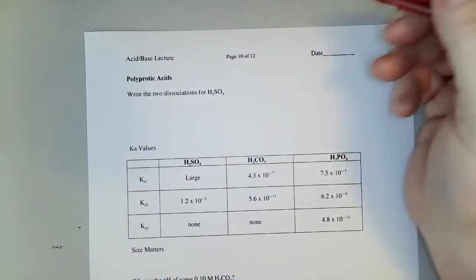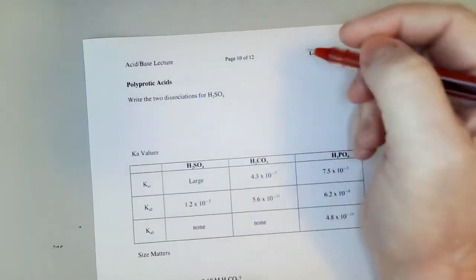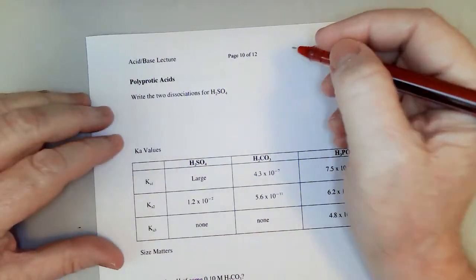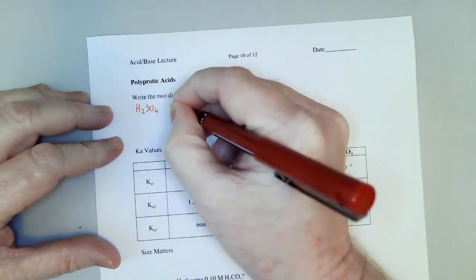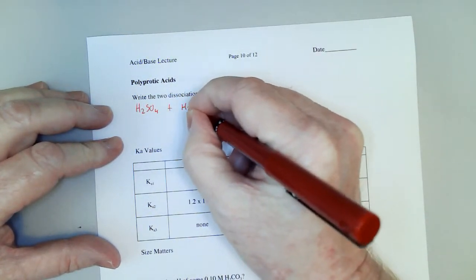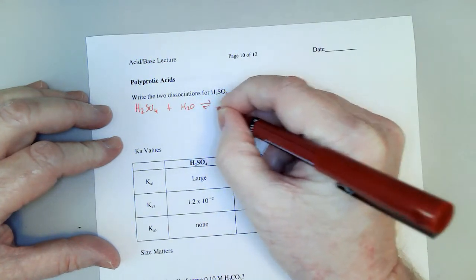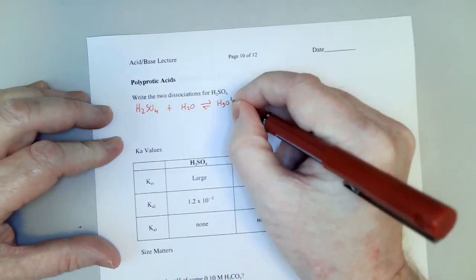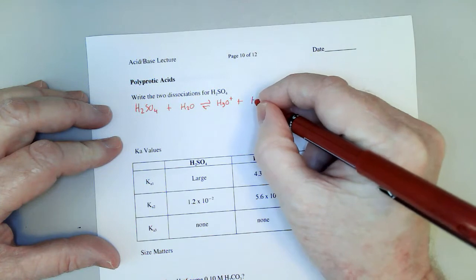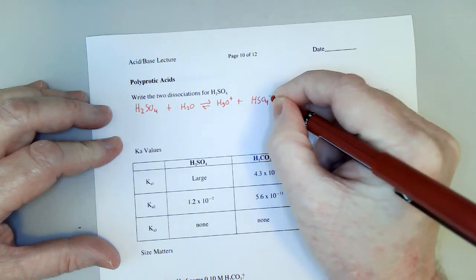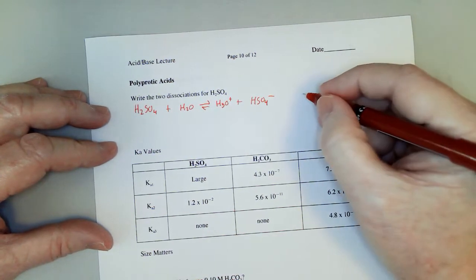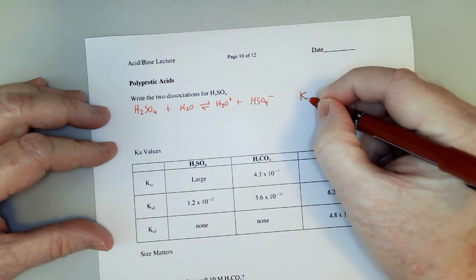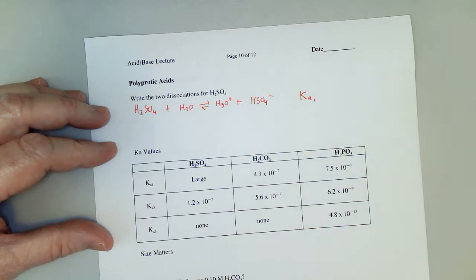All right. Now, let's look at H2SO4, which is a strong acid to begin with. H2SO4 can react with water. It dissociates. We get H3O+ and HSO4-. This is going to be a stepwise dissociation, and the Ka for this reaction would be called Ka1.